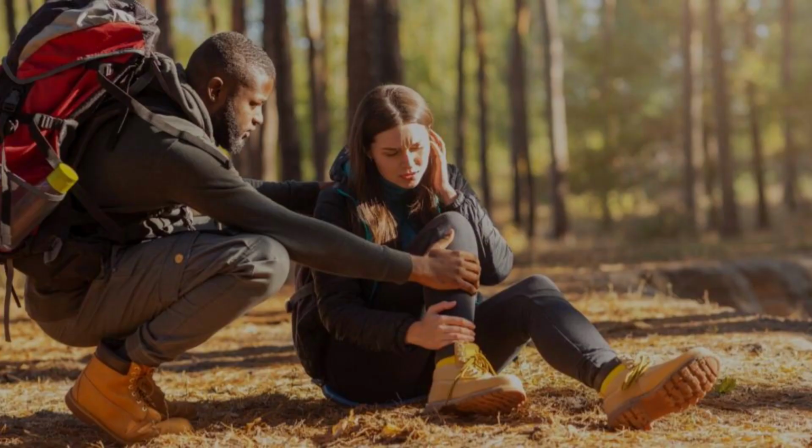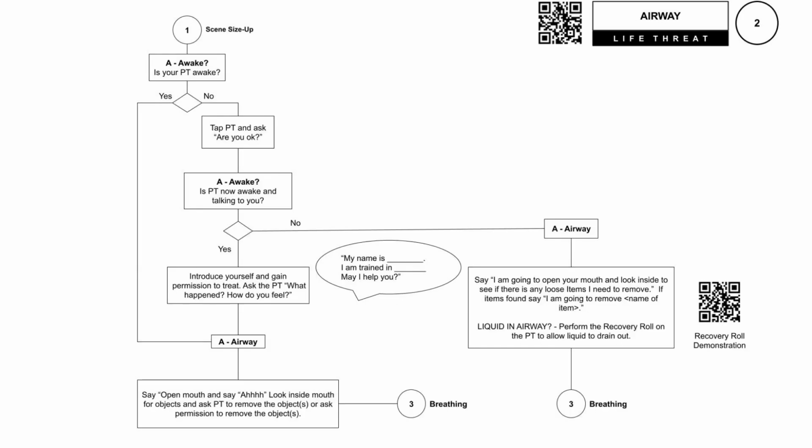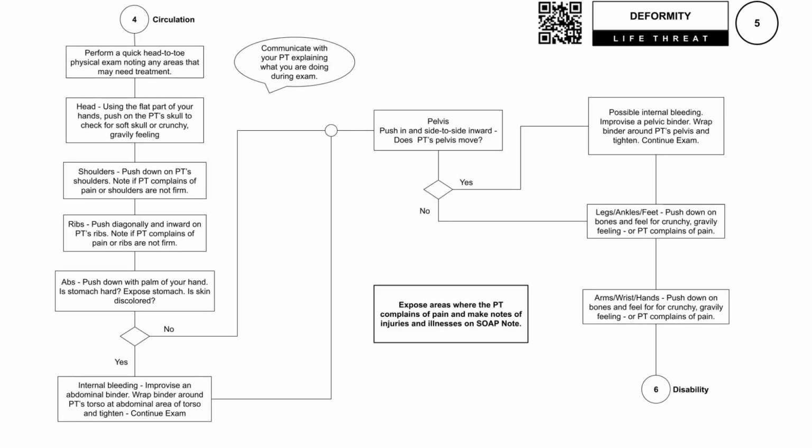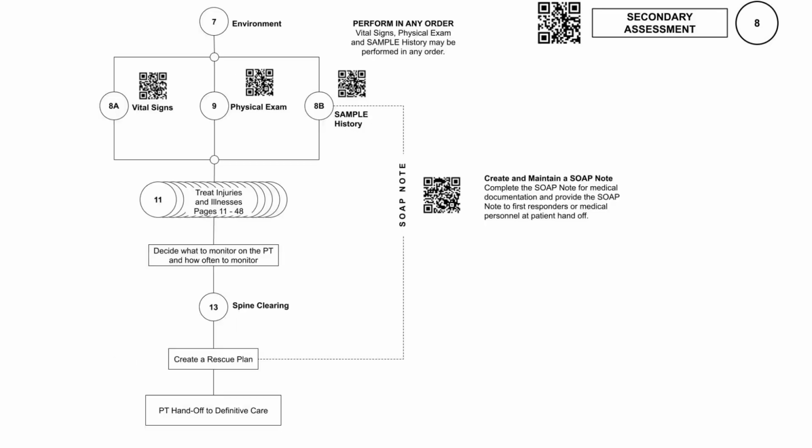You're hiking on a trail and you find a person sitting on the side of the trail guarding their right ankle. The patient states they stumbled and twisted their ankle. Following the workflow diagrams, you perform a primary assessment and you find that indeed the patient is experiencing pain in the ankle when you palpate it and when they move it. You move on to the secondary patient assessment.